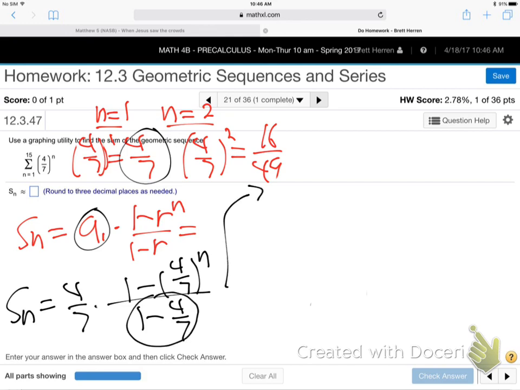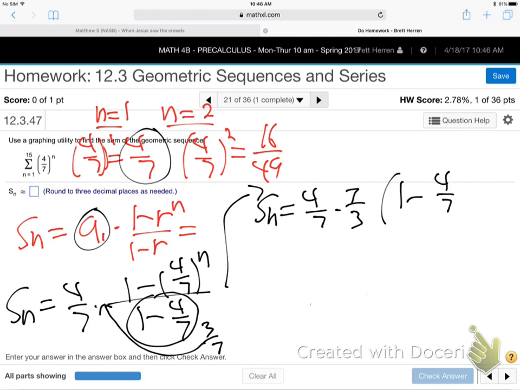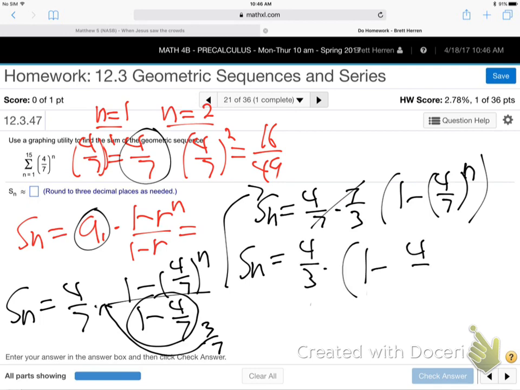What is 1 minus 4/7? What's a whole pie, take away 4/7 of a pie? 3/7 of a pie. And then that's going to flip up right there, upside down. You getting real comfortable with that maneuver? It's going to be times 7/3. Good to there so far? And then these guys cancel. So 4/3, 1 minus 4/7 to the n. Now plug in the n.